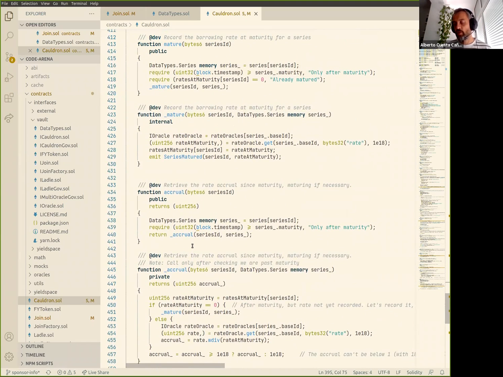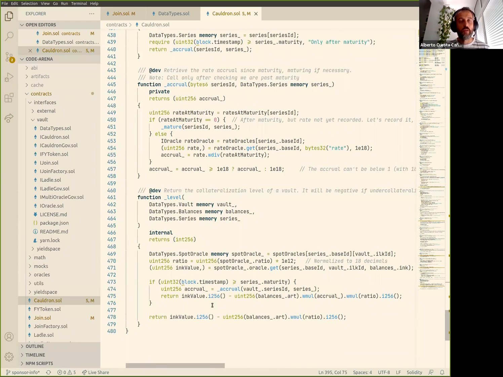where MakerDAO has a quite simple function to determine if a vault of theirs is collateralized. We have a slightly more complex function because we have to consider whether it's before maturity, after maturity, what's the spot, and what's the rate. So that's all done through level, which gets the spot price, and then somewhere it gets the accrual. Yes, it gets the accrual, which is the same as in the FYToken. If a series hasn't matured, but is after maturity, it will record the rate to kind of self-mature at the Cauldron. So this is a hefty chunk, but once you start pulling the threads, it's not so bad.